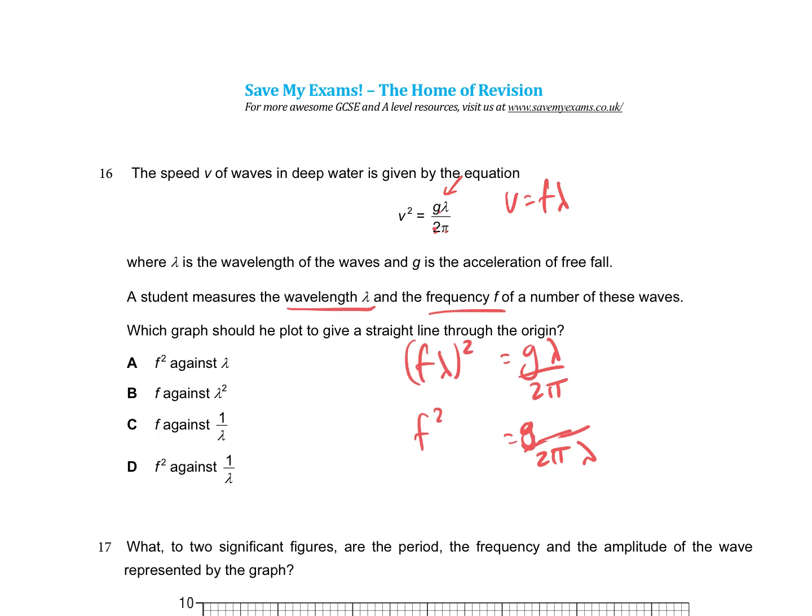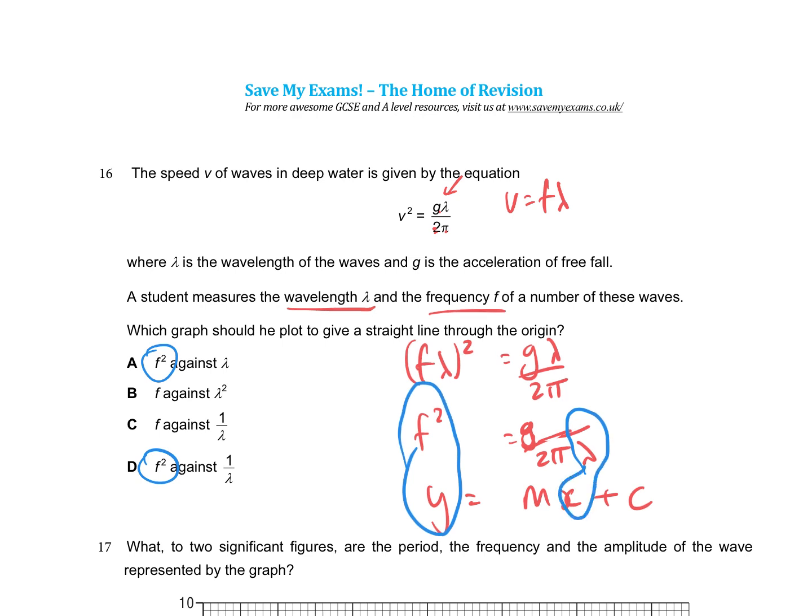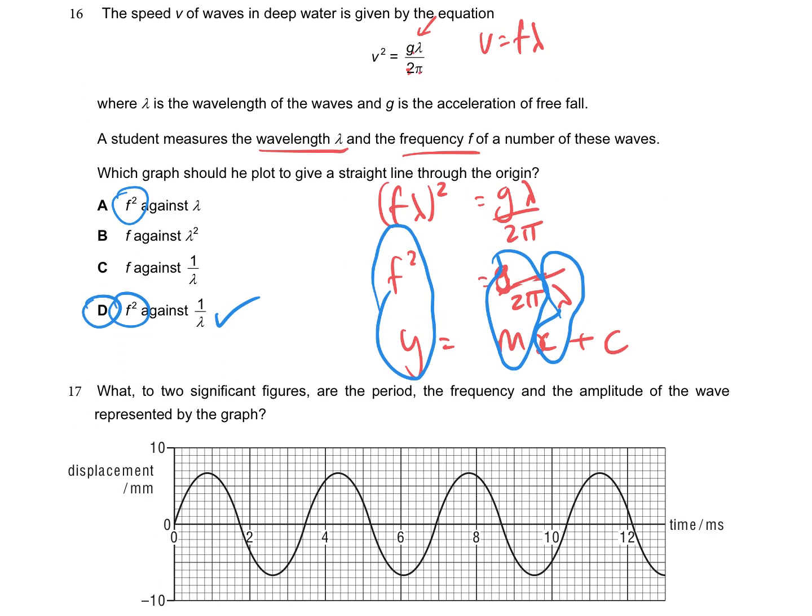So what do we need to plot to get a straight line? Well, remember, we're going to have to get the form y equals mx plus c. So what we can plot on the y-axis is f squared, so it's one of these two. And on the x-axis, we're going to plot 1 over lambda. So this is our answer D. This here will be the constant that we'll get, the gradient, which is constant.